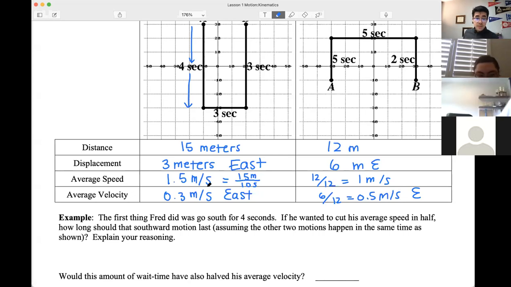We need a total of 20 seconds, because to cut the speed in half, we want to double the time. But they're saying we just want to change this component of his traveling. So somehow we want it to total 20 seconds. How would we change the southward motion? 14 seconds. Make it 14 seconds, right? Extend by an extra 10 seconds.